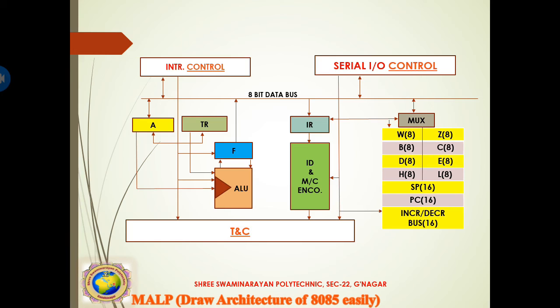Then the serial input output control is also connected with the increment and decrement bus, which is 16-bit, like that. And at the bottom of the registers are the address buffer and the address data bus. This will be connected bidirectionally with the 8-bit data bus. Here it is connected to the 8-bit data bus, and also connected like that.